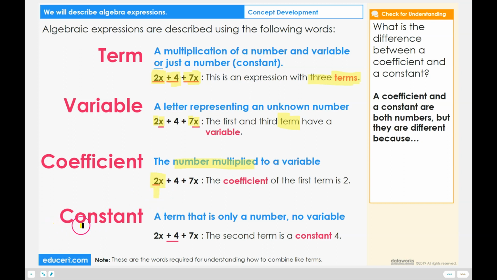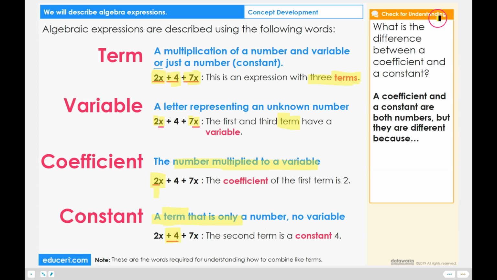Next is constant. A constant is a term that is only a number. There is no variable. The second term is a constant 4. So a coefficient and a constant are both a number. The coefficient is a number that's being multiplied to a variable, whereas the constant is a number that is on its own in its own part or its own term.